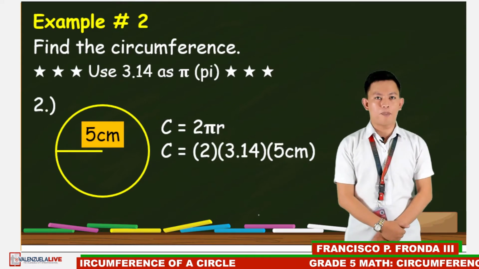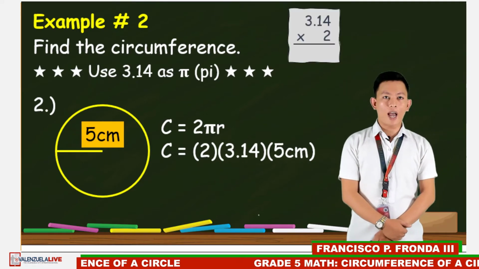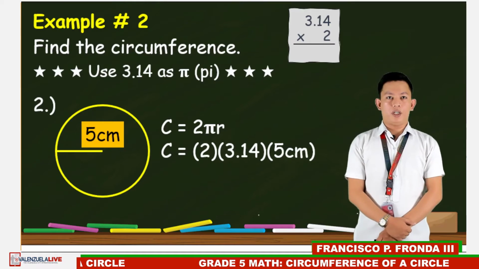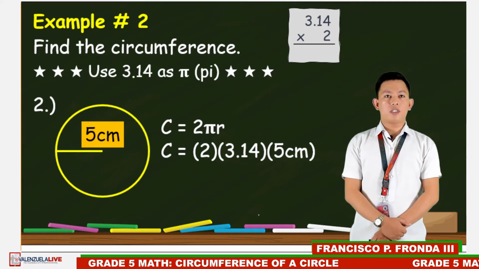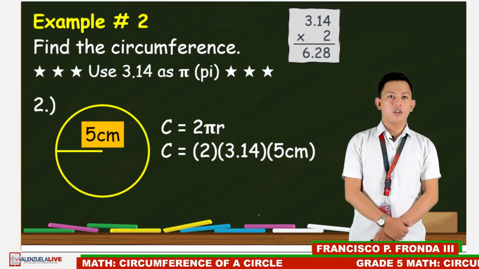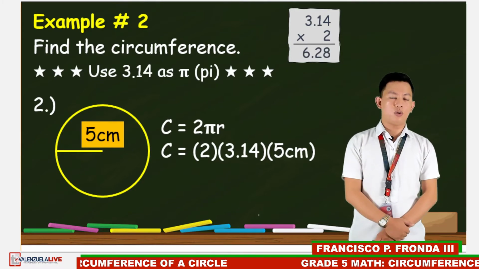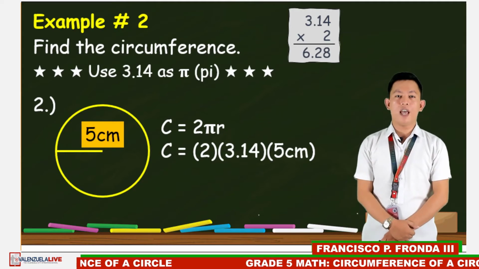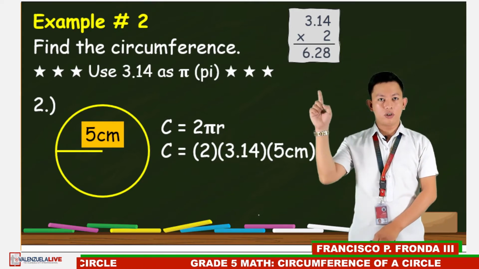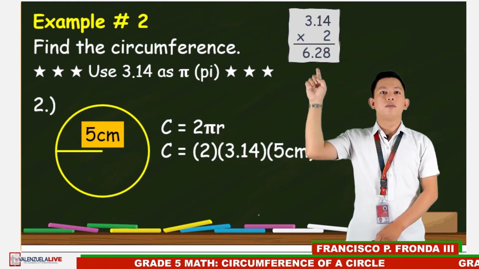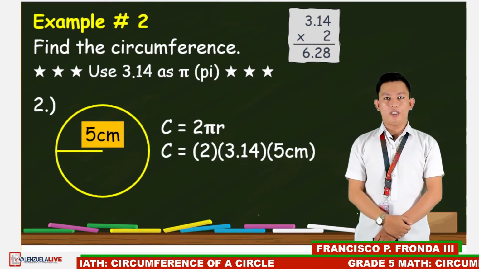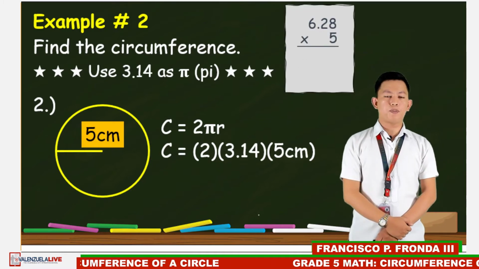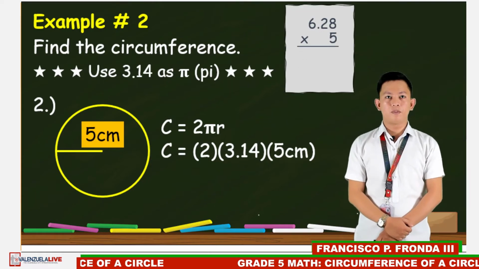Now, let's multiply. 2 times 3.14. So, 2 times 4, the answer is 8. 2 times 1, the answer is 2. And 2 times 6, the answer is 6. Then take note, write the decimal point. So we have 6.28. Then multiply 6.28 by 5.